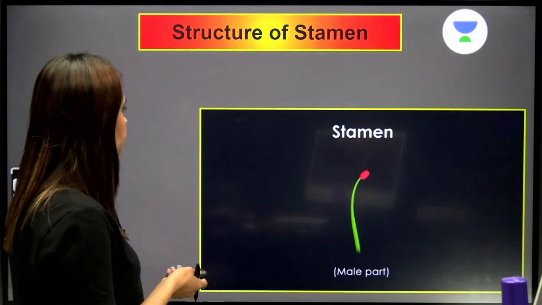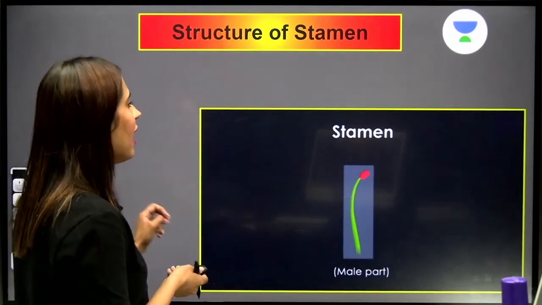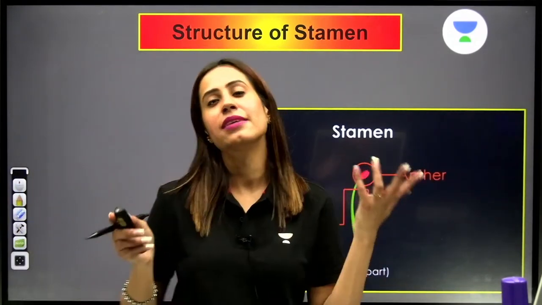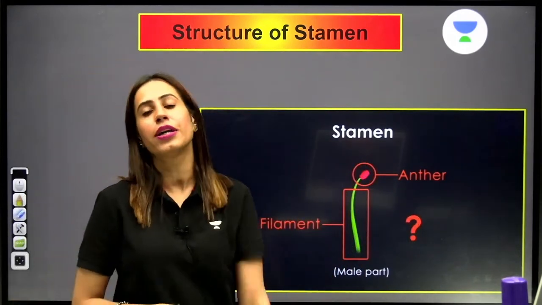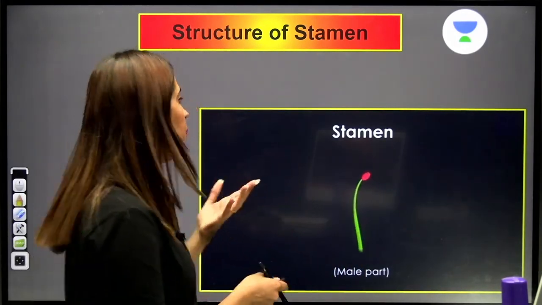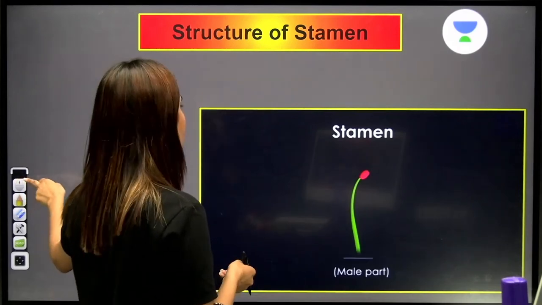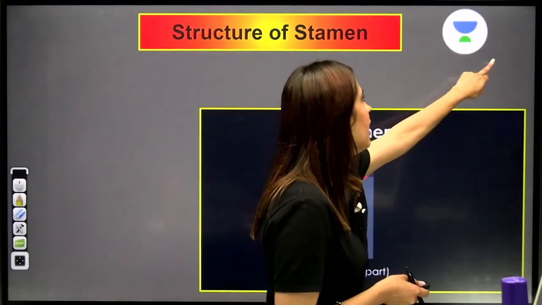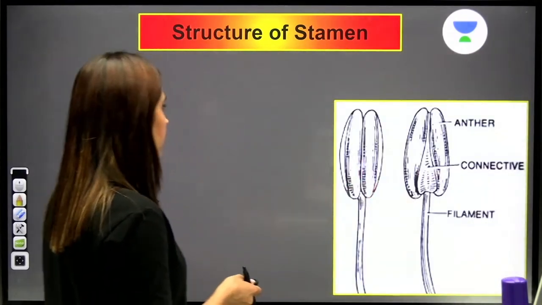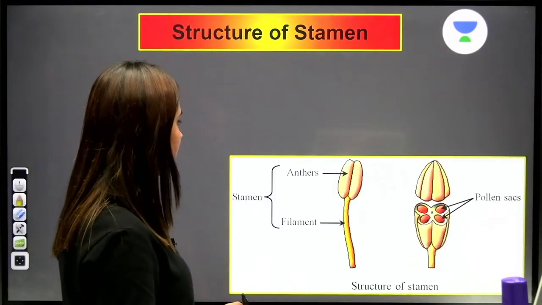So, the next one, what do we have? We have already discussed sporogenous tissue. Now, we are going to discuss how the pollen grains are formed. Pollen grains kaise form honge? Okay. So, we've already discussed the connective tissue.